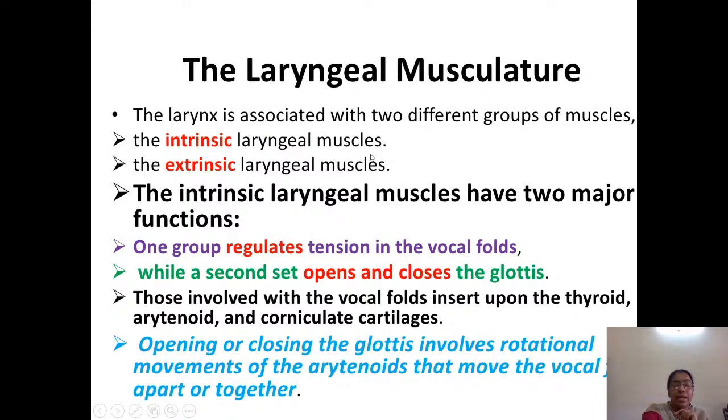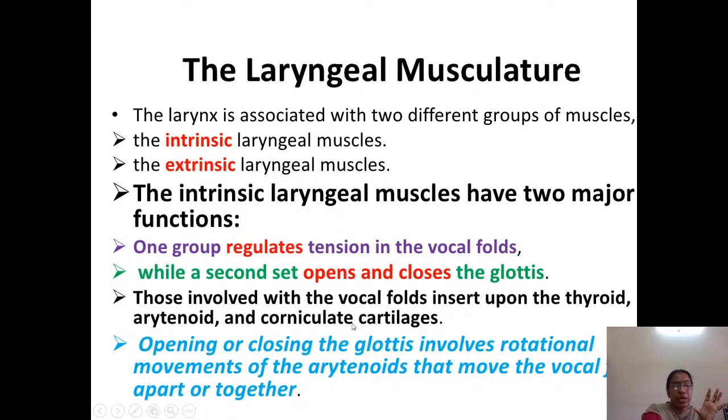So when you have seen the laryngeal muscles, intrinsic muscles and extrinsic muscles, these two sets have two different functions. One group of muscles is helpful for the regulation of the vocal folds. Not vocal cords, we have to say vocal folds. It is helpful for regulating the tension of the vocal folds. The other set is helpful for the opening and closing of the glottis. Those muscles involved in the regulation of the vocal folds insert upon the thyroid, arytenoid and corniculate cartilage.